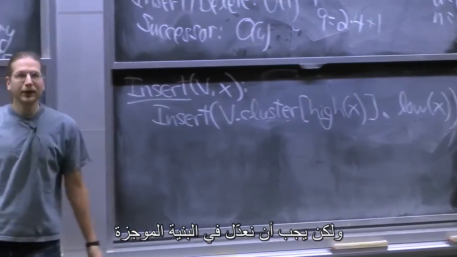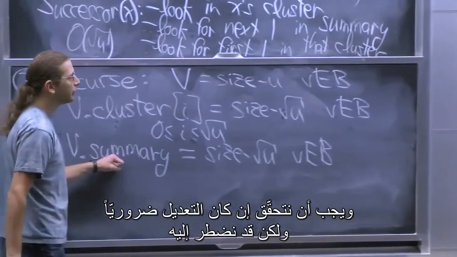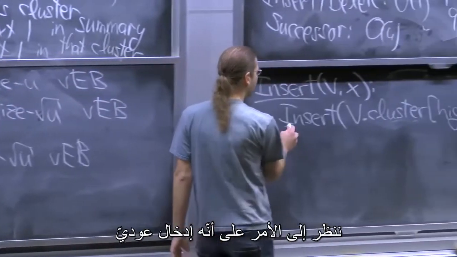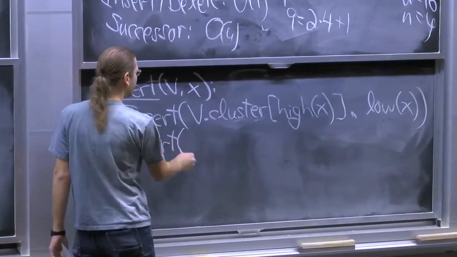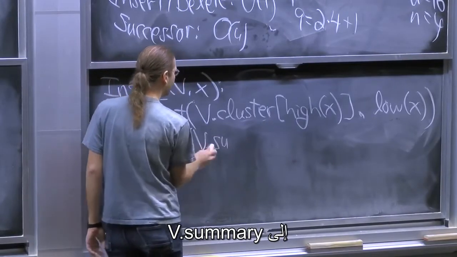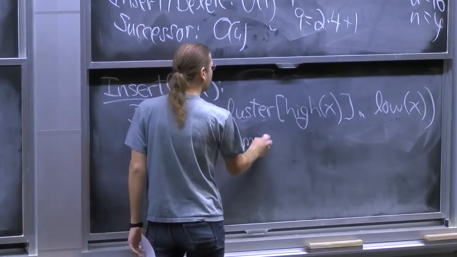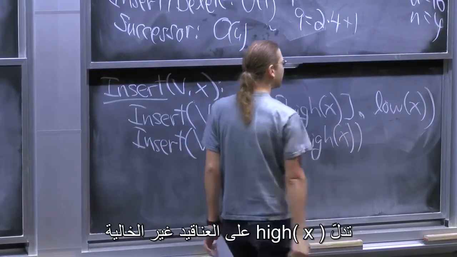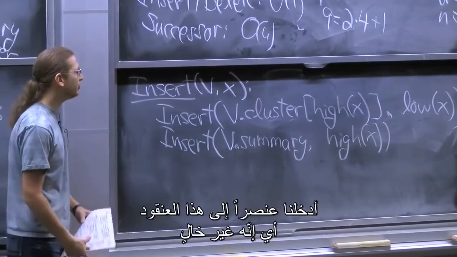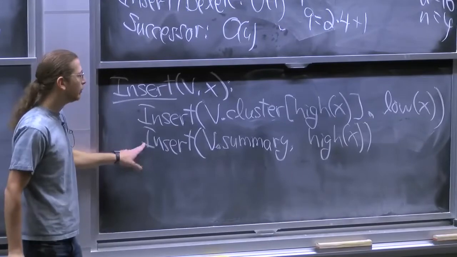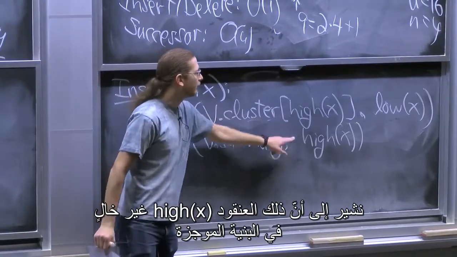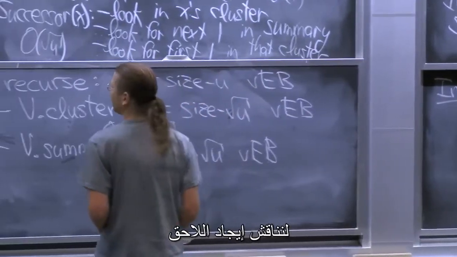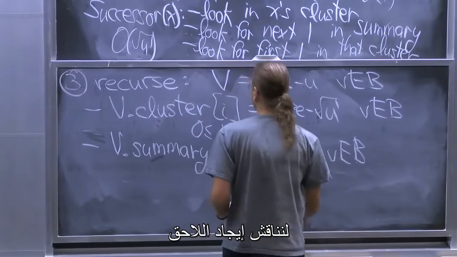But then we have to also update the summary structure. Right? So we need, just in case, maybe it's already there. But in the worst case, it isn't. So we'll just think of that as recursively inserting into V.summary the name of the cluster, which is high of x. High of x is keeping track of which clusters are non-empty. We just inserted something into this cluster, so it's non-empty. We better mark that cluster, high of x, as non-empty in the summary structure. Why? So we can do successor. So let's move on to successor.